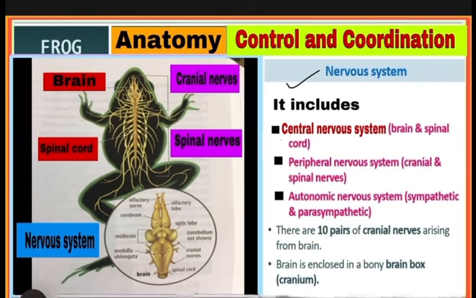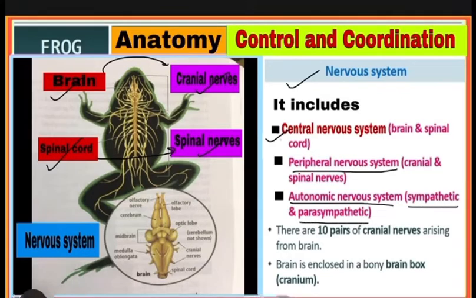Nervous system in frogs. It includes number 1, central nervous system, which has got brain and spinal cord. Then there is peripheral nervous system, which has cranial nerves and spinal nerves. Cranial nerves arise from the brain, while the spinal nerves arise from the spinal cord. Then there is an autonomic nervous system which has got the sympathetic and parasympathetic system. In total, there are 10 pairs of cranial nerves which arise from the brain, and brain is enclosed in a bony brain box called as cranium.